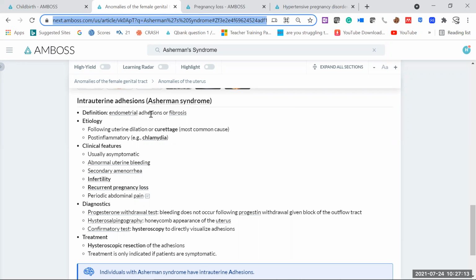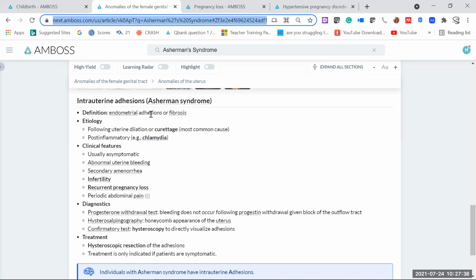And when you inquire about the history, you will get to know that the patient must have a history of DNC before, or a history of STDs which were neglected or not cured on time. So how are we going to diagnose this patient? We will do a progesterone withdrawal test. The bleeding does not occur following progesterone withdrawal, because the outflow tract is blocked. So of course, in normal circumstances, when you do this progesterone withdrawal test, what will happen?